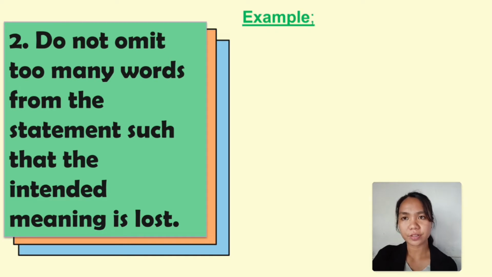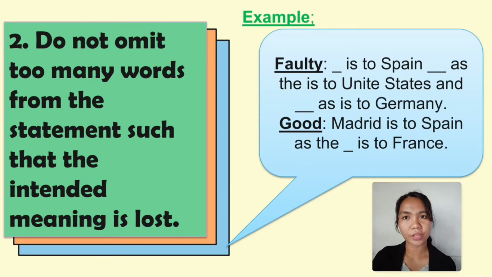So for example, in item 1, blank is to Spain, blank is to United States, and blank is to Germany. While the second item is Madrid is to Spain as blank is to France. By just looking at the examples, you can already see which is the good structure and which is not a good structure of a fill in the blank question.